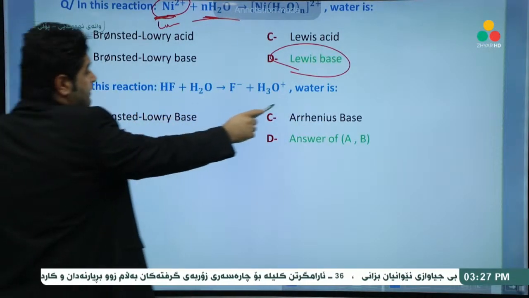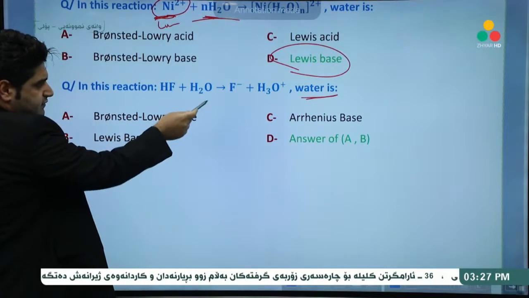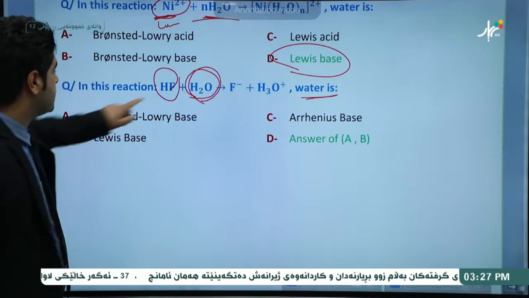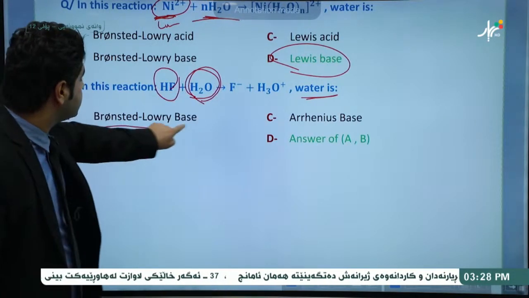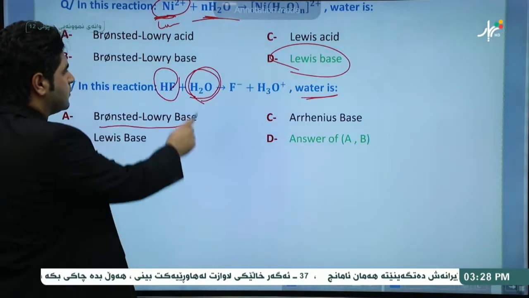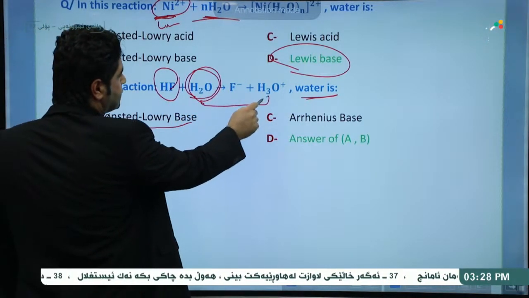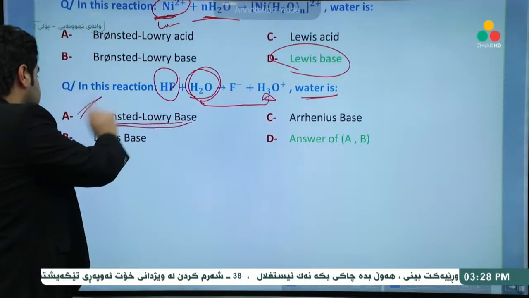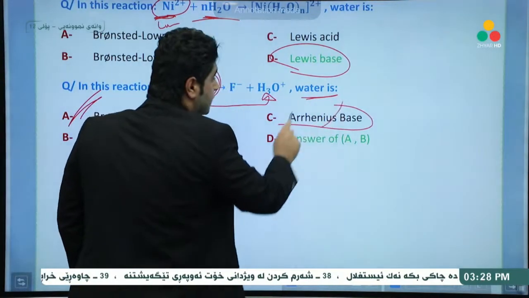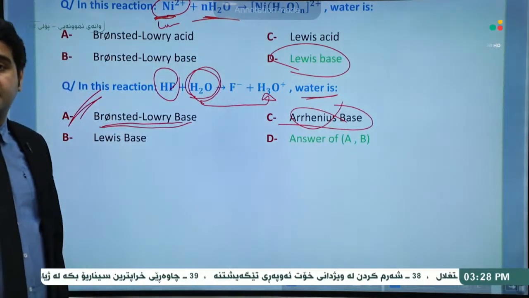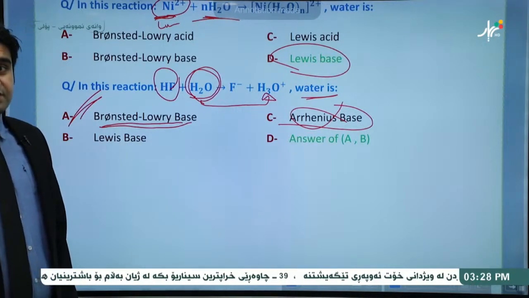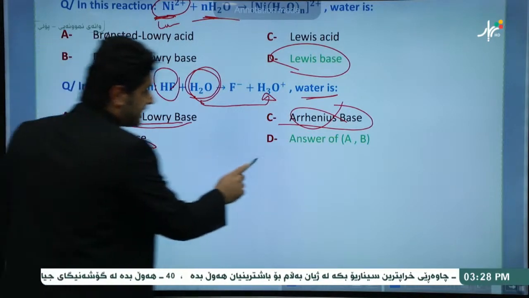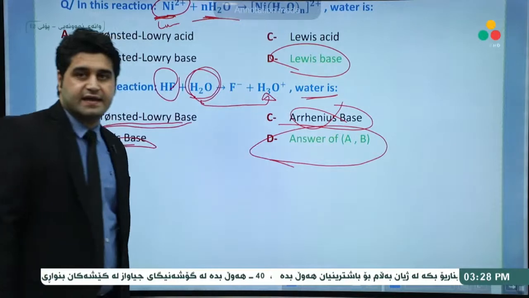In this reaction, look, this is acid, this is base. According to Brønsted-Lowry, is water base or not? Look, water just received a proton. So that's why it's Brønsted-Lowry base. It's right. What about Arrhenius base? No. As I told you, Arrhenius is a real enemy of water. It did not identify the acidity and basicity of water. Lewis base, of course, it will be Lewis base. So the right answer is A.